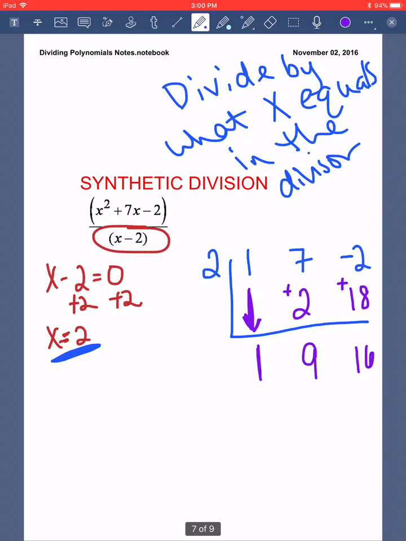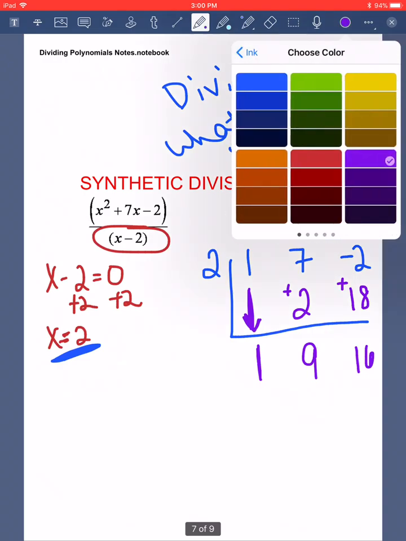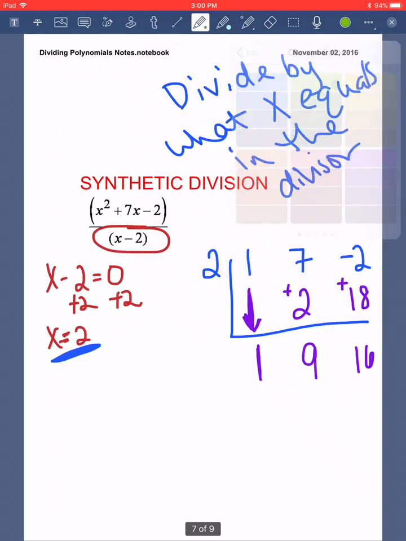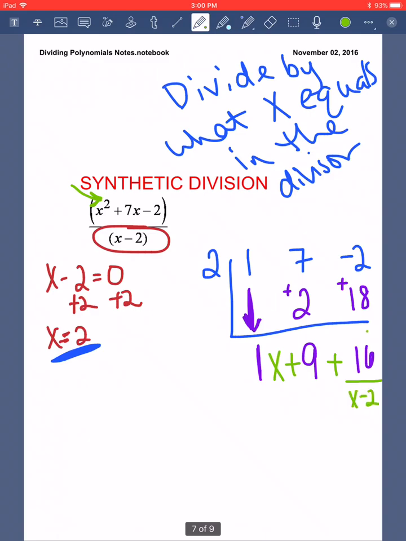This 1, 9, and 16 stand for something. They're the coefficients of your answer now. So to get your variables, you're going to go to your highest degree, which is x squared, and you're going to drop it down a degree. So we're going to start off with an x. So this is going to be 1x. It's a +9, so it's going to be +9, and I'm going to drop it down a degree. So I will go from x to a constant to a plus. The 16 is going to be our remainder, so over x minus 2.